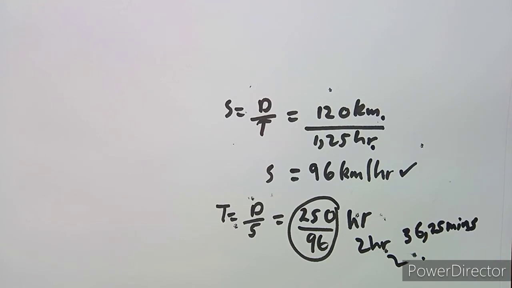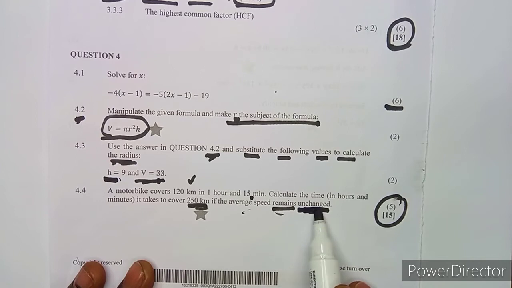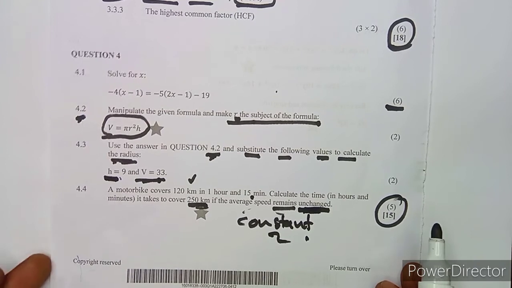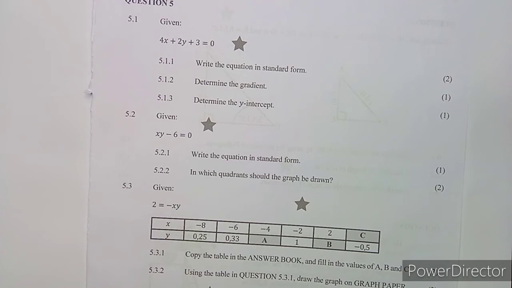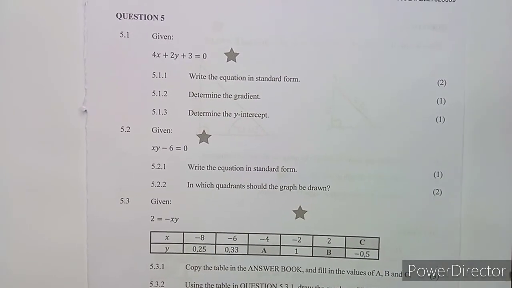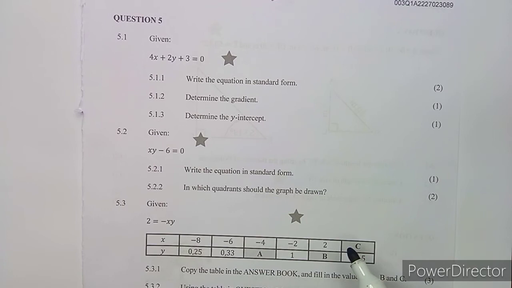So we could have calculated the speed because we are told that the speed remains unchanged, which means it remains constant. There is no change there, so it's actually the same thing. The only thing that changed was the distance, not the speed. Okay, then on 5.1, on question 5, we are asked to write the equation in standard form.